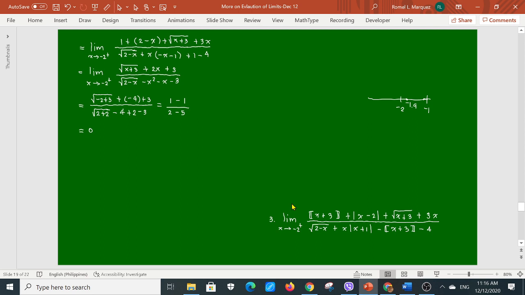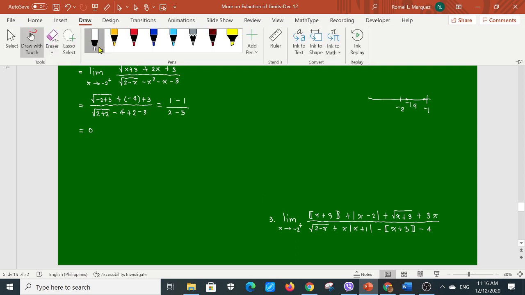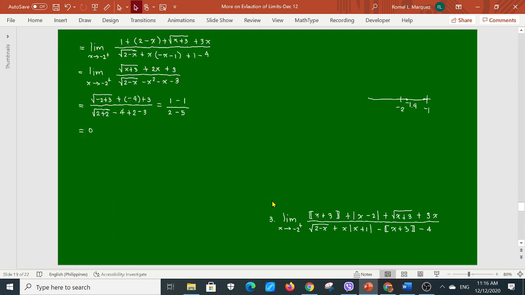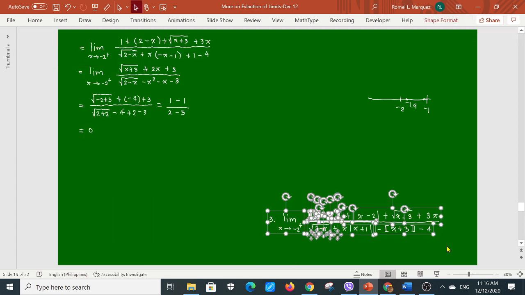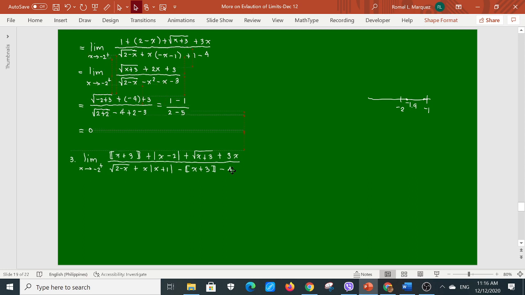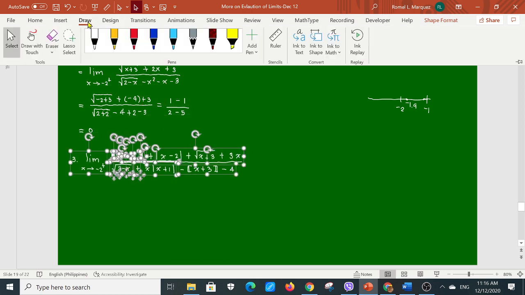Okay, so 0. Okay, so let us have the same problem. But this time, I want it from the right. Let's see how it behaves from the left this time. The same problem. But this time, I want it from the left, no?